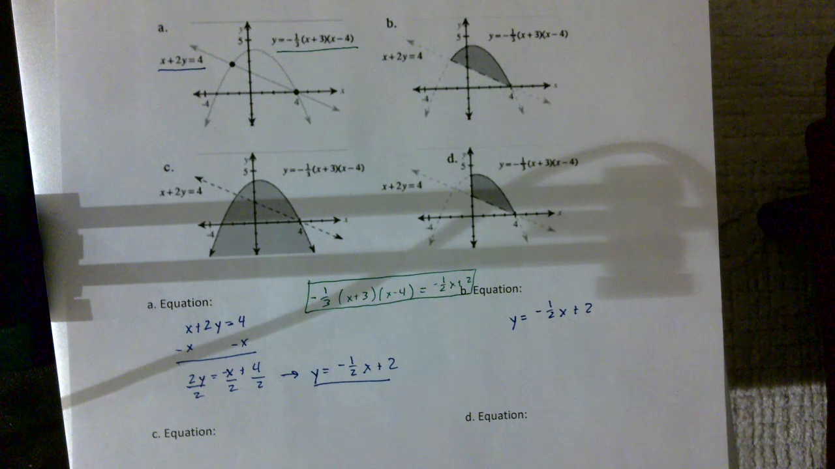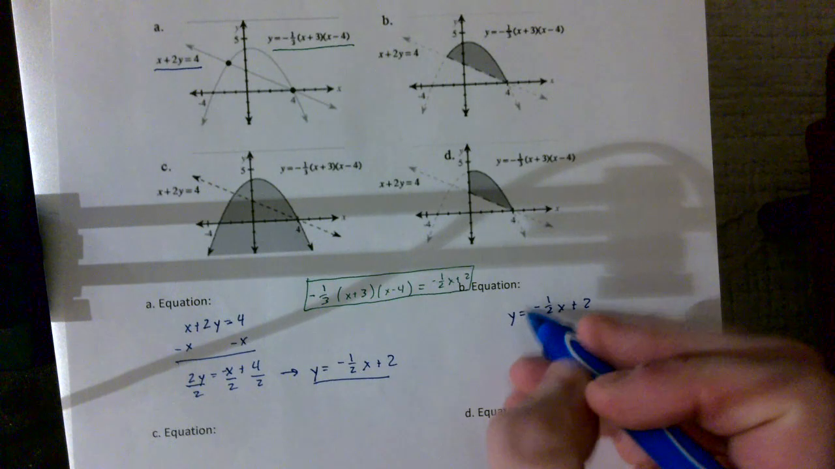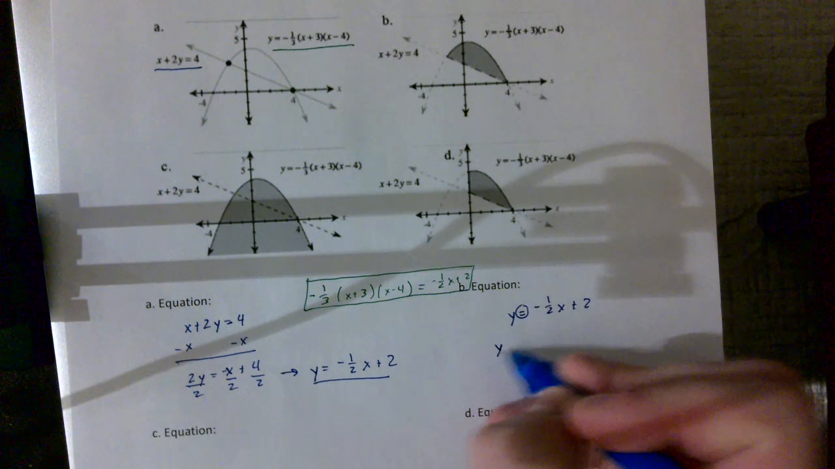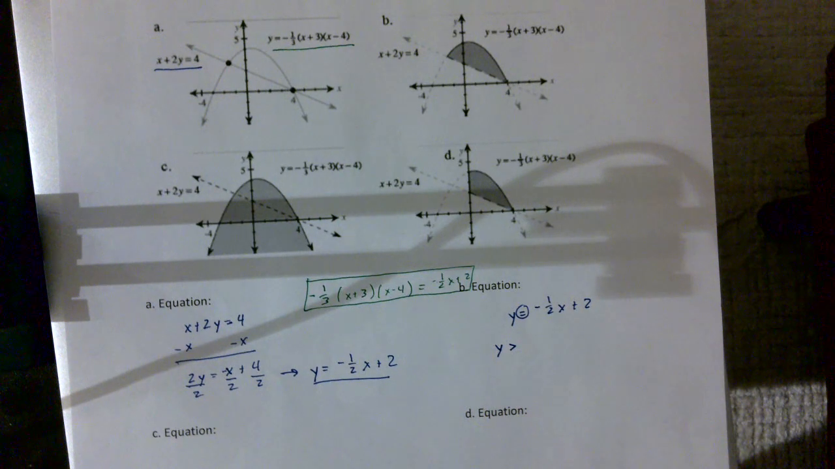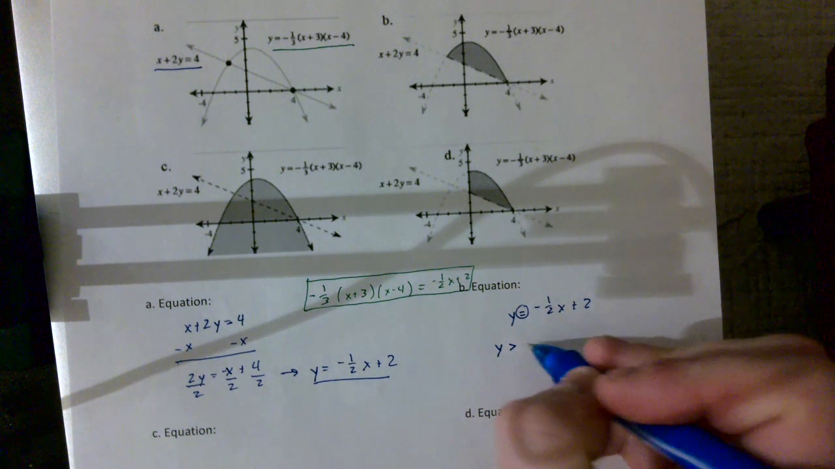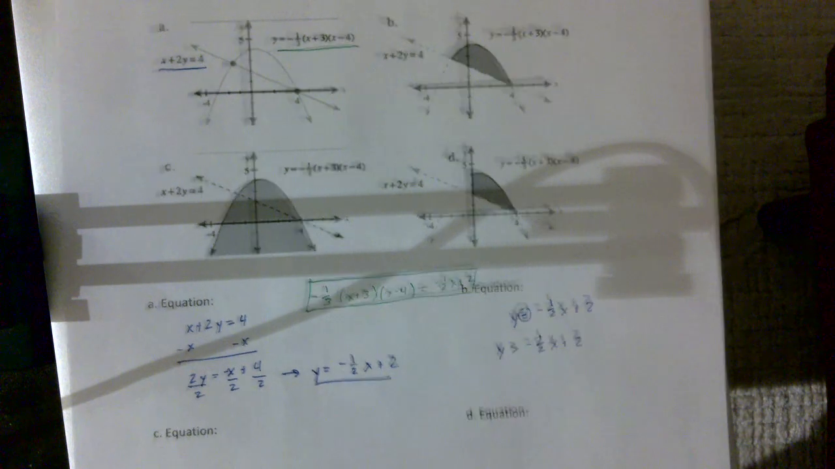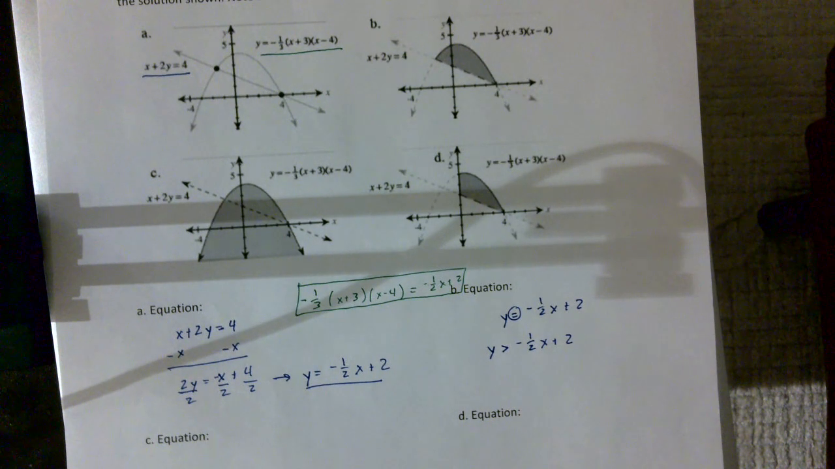So in this case, what I'm going to do is go ahead and take that equal sign, get rid of it, and replace it with the greater than sign. The reason why is because in this case, the solution is going to be anything greater than that equation right here for x. So therefore, y is greater than negative 1 half x plus 2.